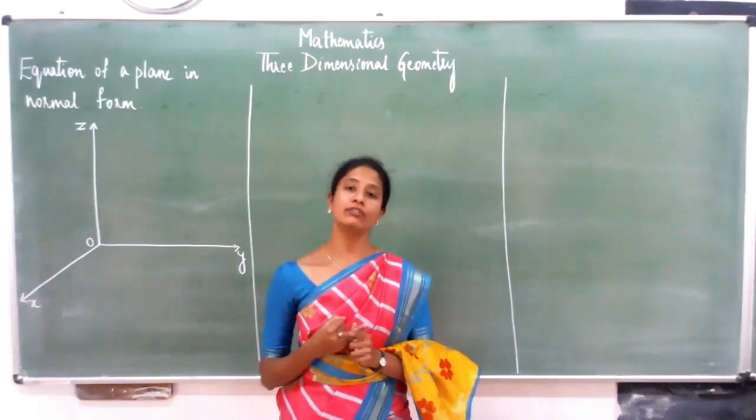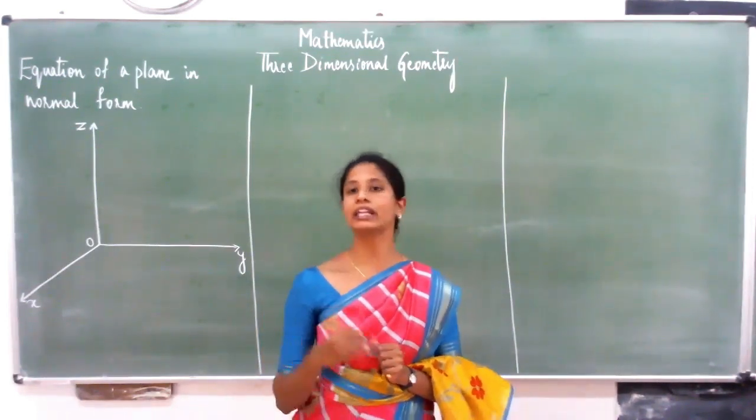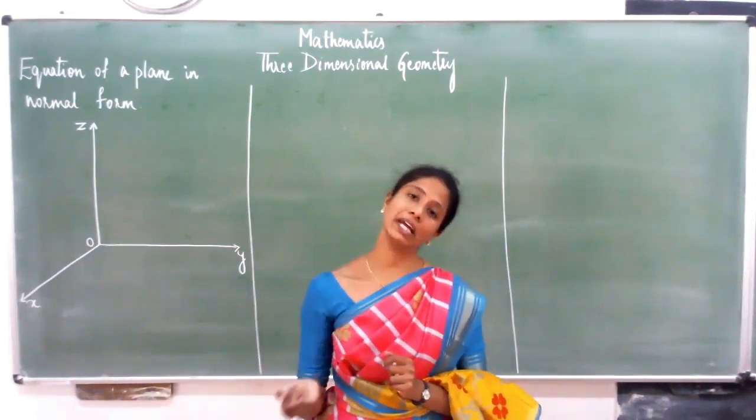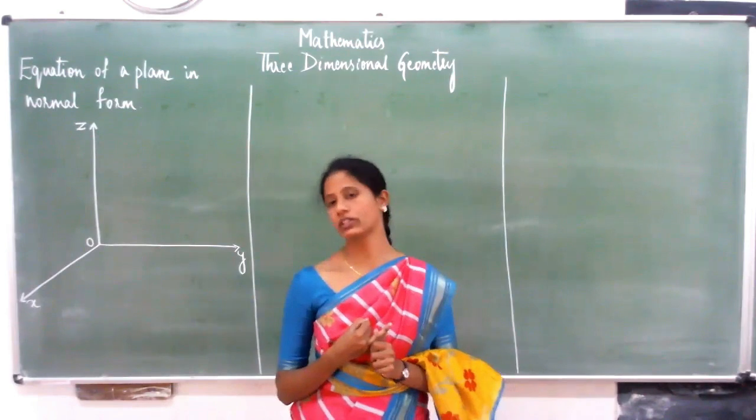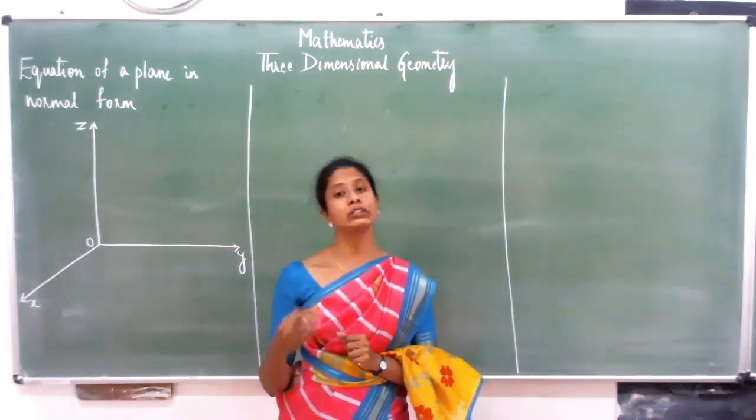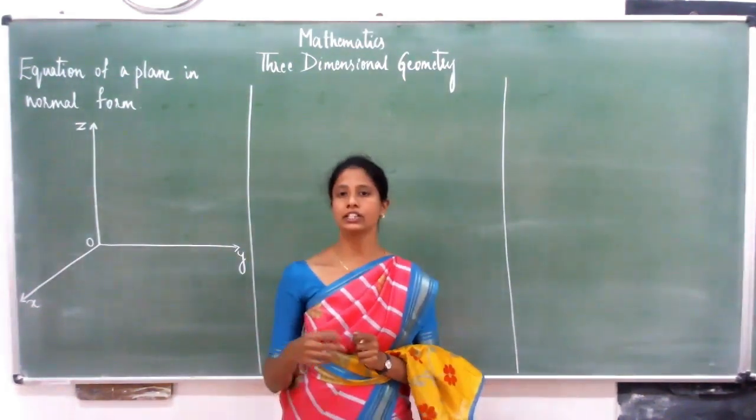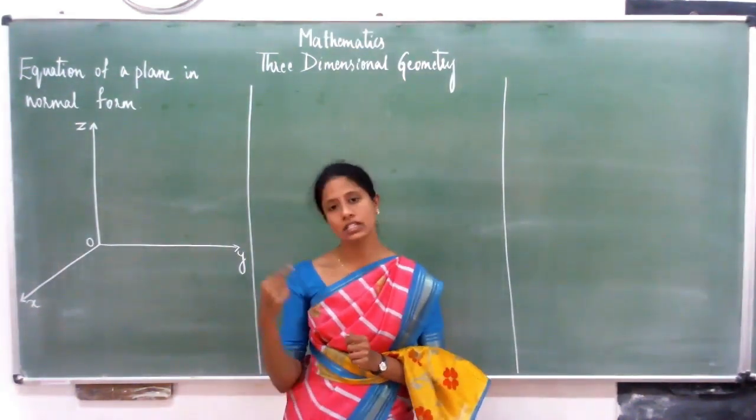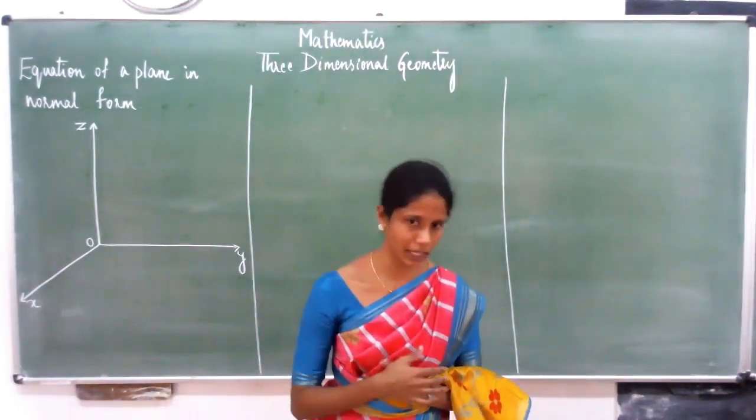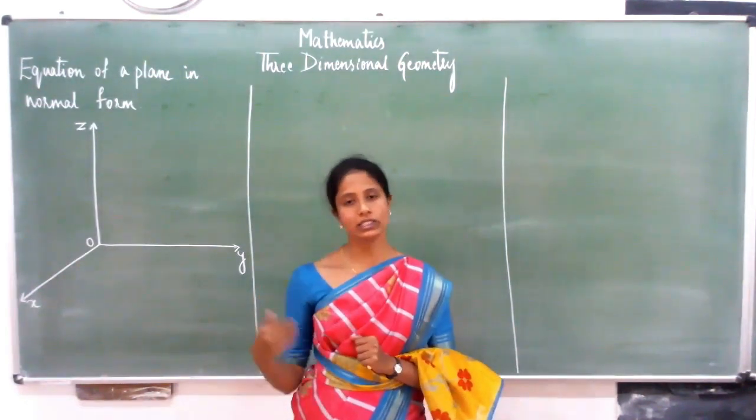Or else, if we know that the plane passes through a point and is perpendicular to a given direction, then also we will be able to derive the equation of that plane. Or else, if it passes through three non-collinear points. So out of these three conditions, if any one is known, then we can find the equation of that plane. We are going to derive under all the three conditions.